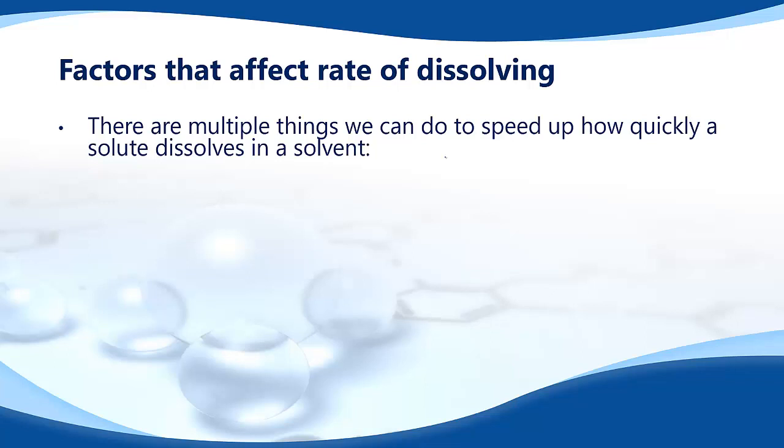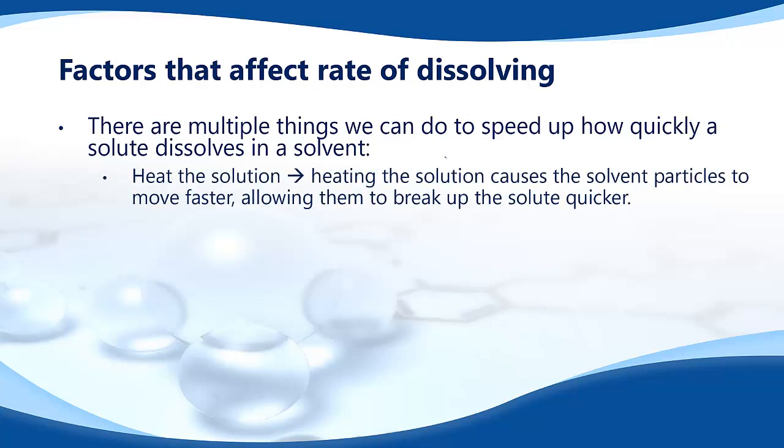Right, so first thing is temperature or heat. Sugar dissolves a lot faster in hot coffee than it does in iced coffee. Right, that's because in warm coffee, the solvent molecules in the coffee, the water, is moving a lot faster. Moving faster allows them to break up those sugar particles a lot more quickly, which means that it will dissolve a lot faster. Right, so heating it up is definitely one way to speed up dissolving.